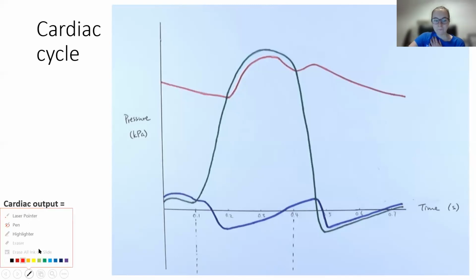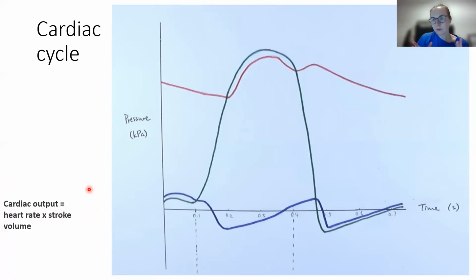So I've put a little equation down at the bottom. Cardiac output equals heart rate times stroke volume. Again, you might be asked what is cardiac output, so you can say heart rate times stroke volume, or you might be asked to work it out, or work out stroke volume. Stroke volume is the amount of blood that's ejected from the heart in one heartbeat, and heart rate is the number of contractions in 1 minute. Normally it's between 60 and 100 for a normal adult heart rate.